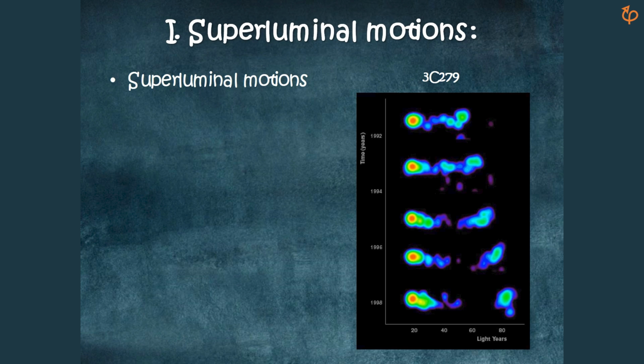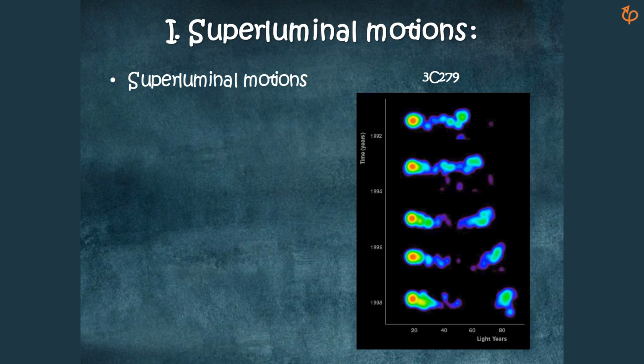On the x-axis, we can see the distance across the sky in light years. Because we know the distance of this galaxy, we know exactly how to translate angular distance into real distance. Okay? So initially, when the first picture was taken, this blob was about 60 light years away from the center. When the last picture was taken, this blob was about 80 light years away from the center.